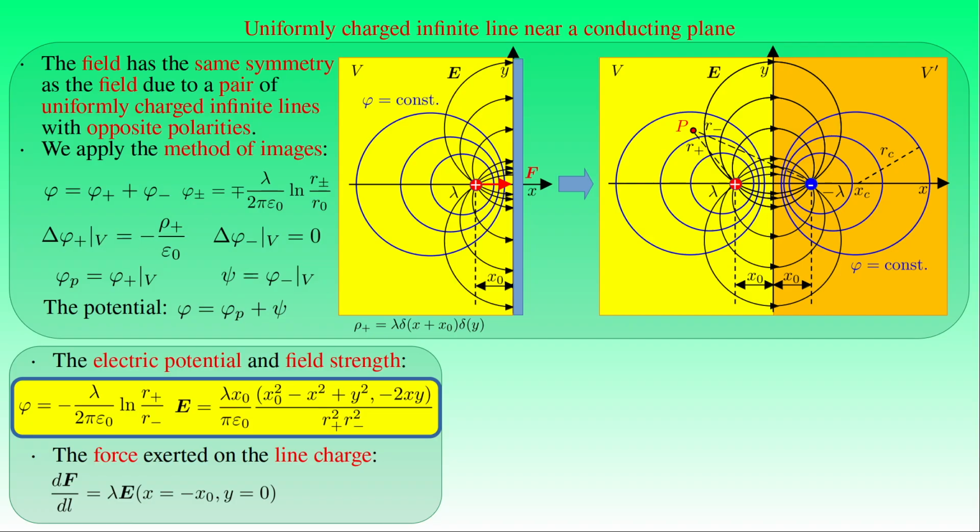We subtract the electric field created by the charged line itself from the net electric field and compute the force produced by the field due to the image line charge of density minus lambda at the distance 2 times x0 from the real line charge.